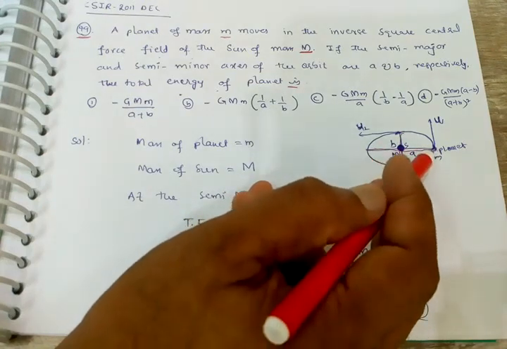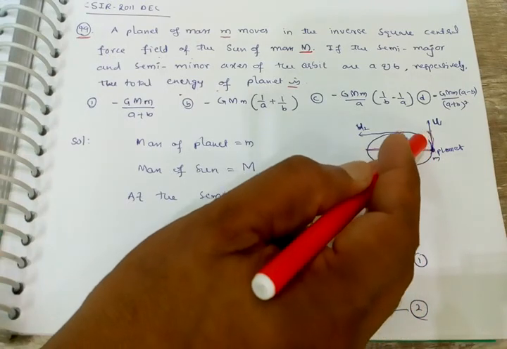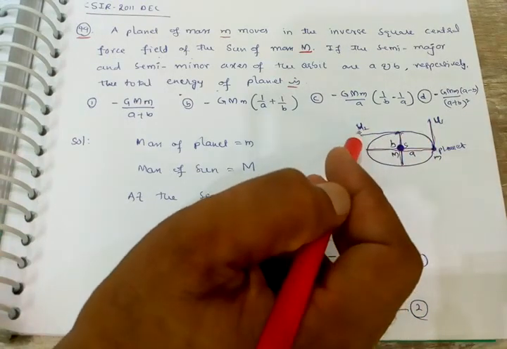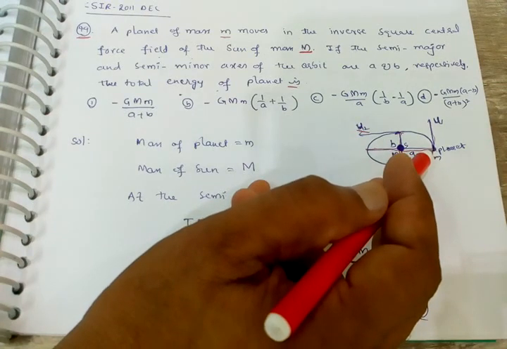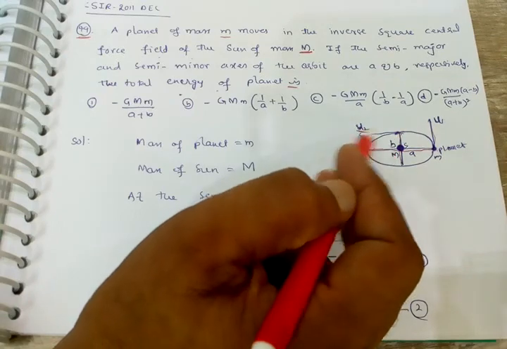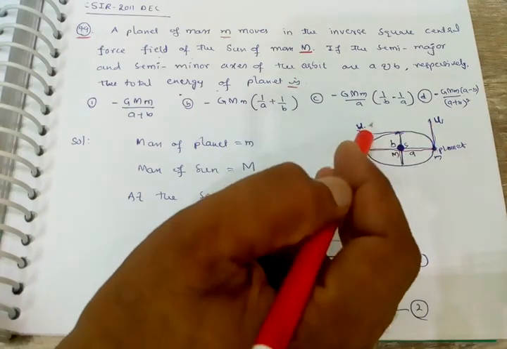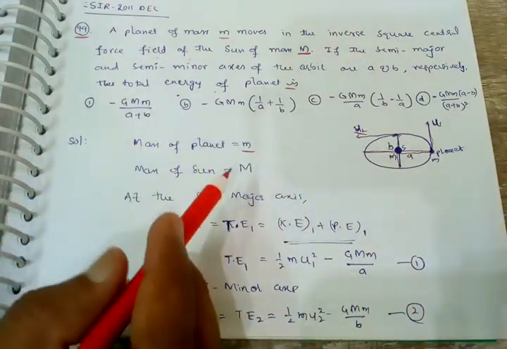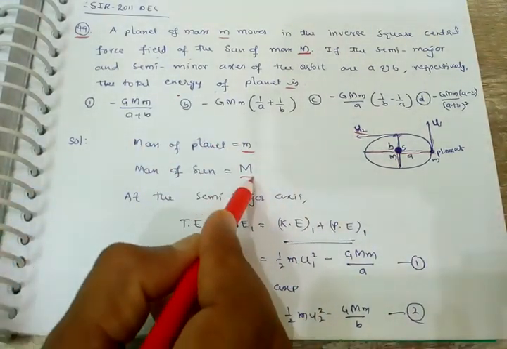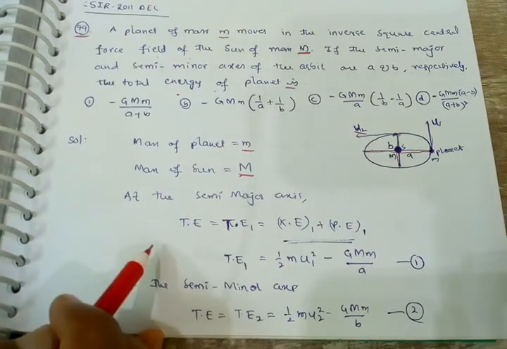Here the speed of the planet is u1, and here the speed of the planet is u2, because this is the semi-major axis position and this is the semi-minor axis position. So u1, u2. The mass of the planet is m, and the mass of the sun is capital M. We move to the solution.